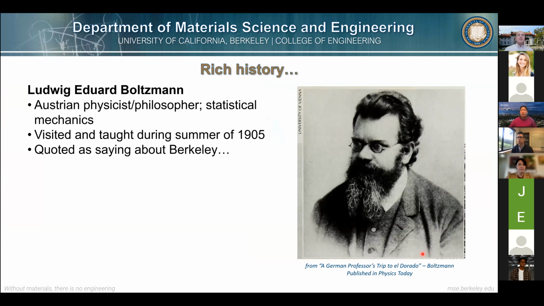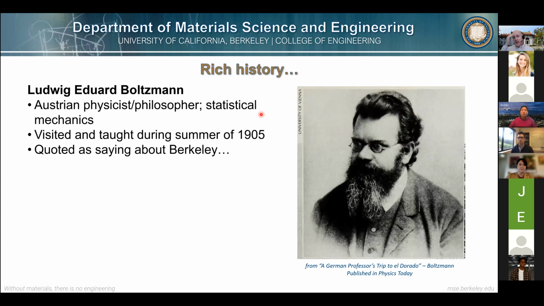Okay, so a little bit more history about the department. We've had some famous visitors over the years, and one person who you may have heard of as you're taking your physics classes is Ludwig Edward Boltzmann, as in the Boltzmann constant. He was an Austrian physicist and philosopher, a statistical mechanician, I think is the appropriate term for what he was.